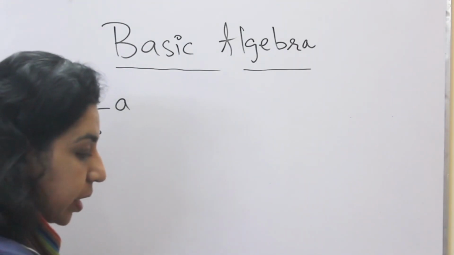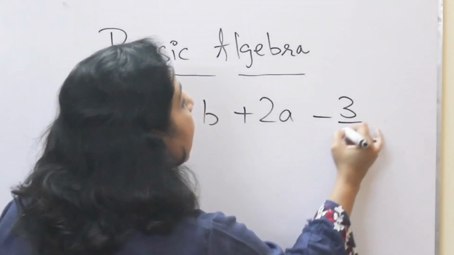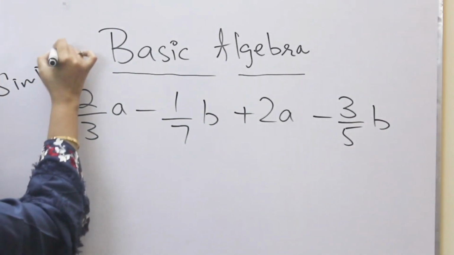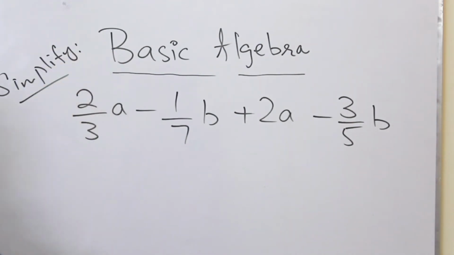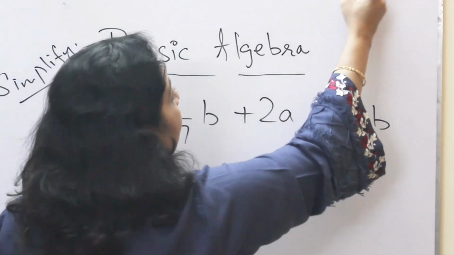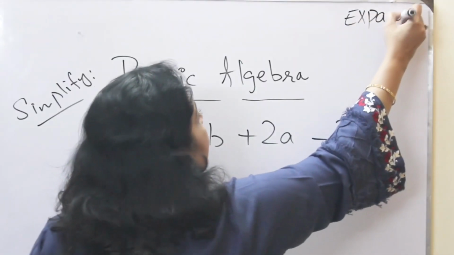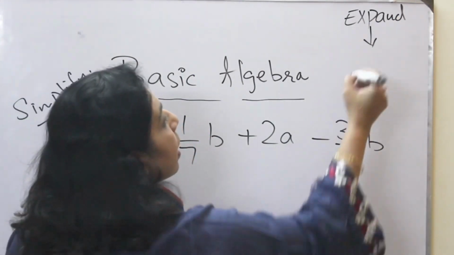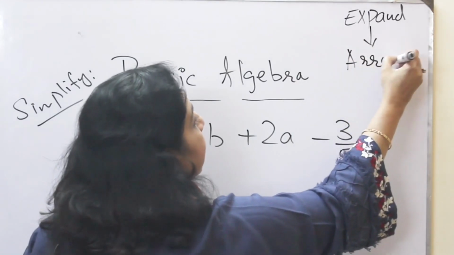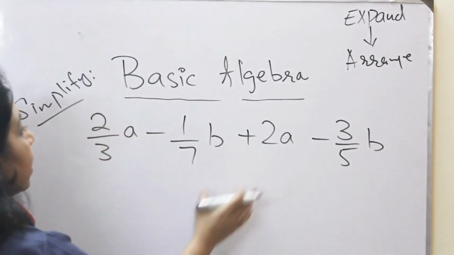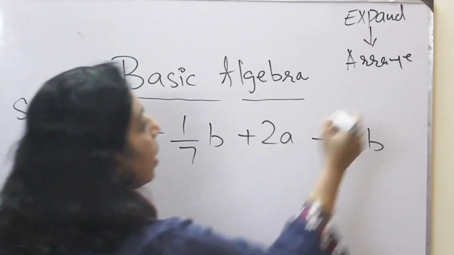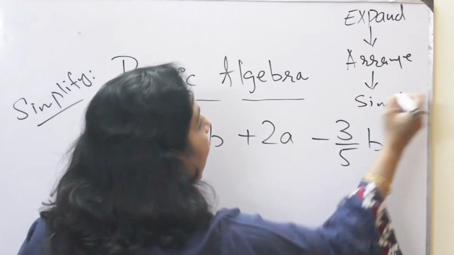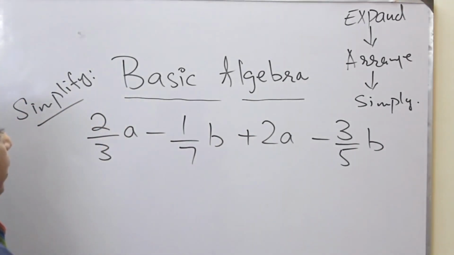So my first question is 2a by 3 minus b by 7 minus 3b by 5. We have to simplify this expression, and when we do the simplification, I think you remember, first we expand if we have brackets. If we are having brackets, we open the brackets, this is called expansion. Then we arrange. Arrange means we are going to bring the same variables together, and then we shall simplify, means we are going to add and subtract according to the symbol given.